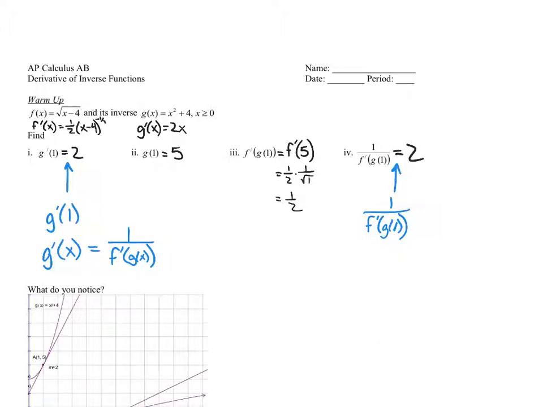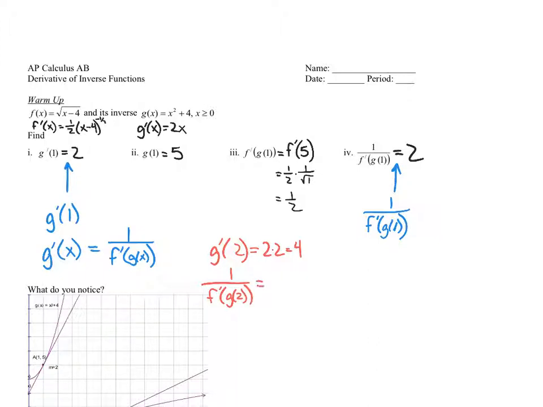Let's say we did g prime of negative 2. Oh wait, x greater than 0. Let's not do negative 2. There we go. G prime of 2. Well, g prime is 2x. So that's going to be 2 times 2, which is 4. Okay? Let's try 1 over f prime of g of 2.